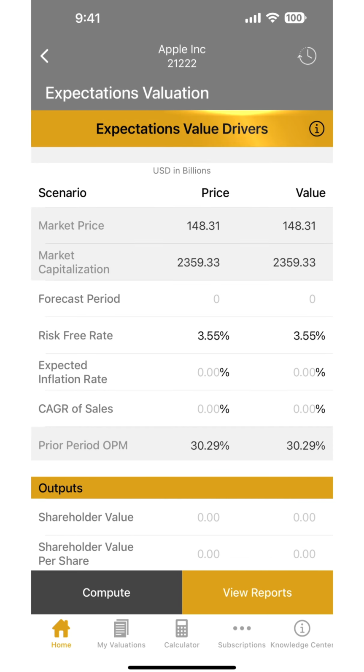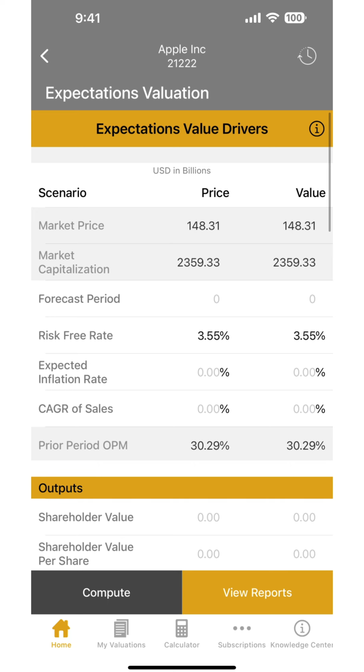Advancing to the value driver screen. There are two scenarios, price and value, where expectation value drivers must be entered. The market price and market capitalization as on the previous trading day is pre-filled. In the price scenario, expectations value drivers need to be iterated to equate the shareholder value per share, which is the value computed based on inputs entered by the user, with the current market price. This will assist you to analyze what is built in the current market price.